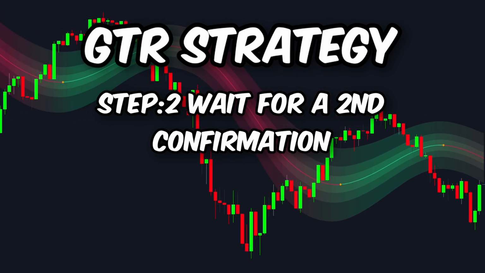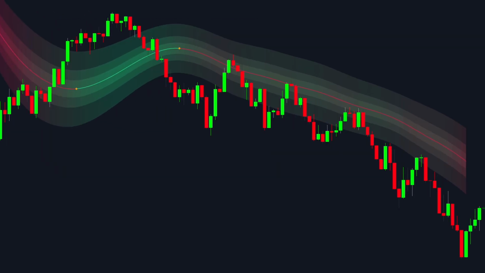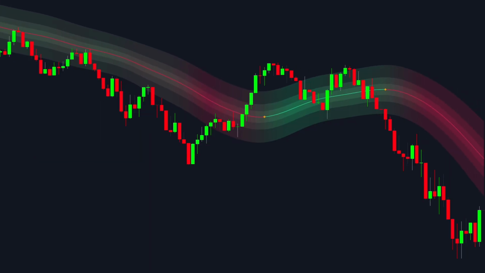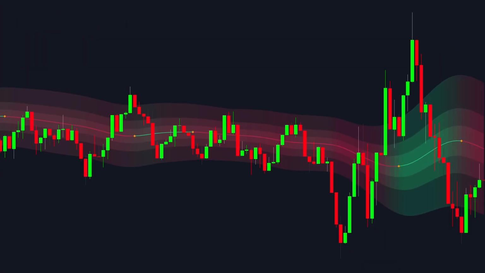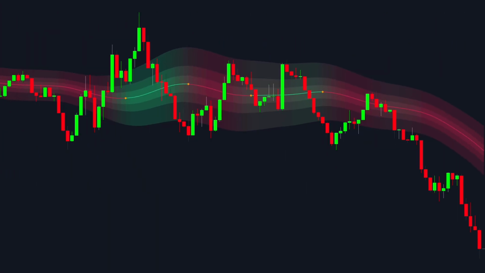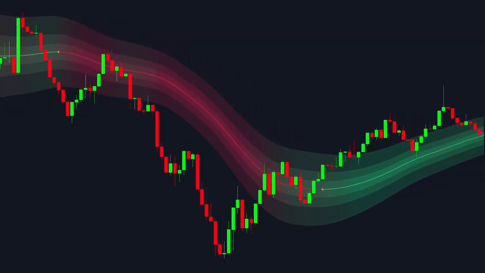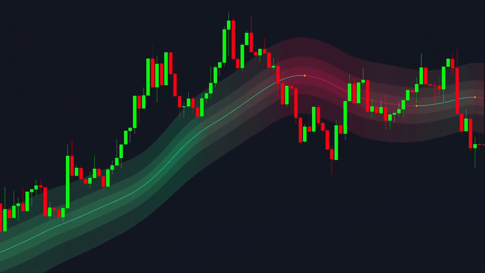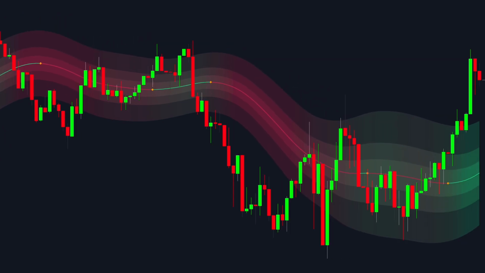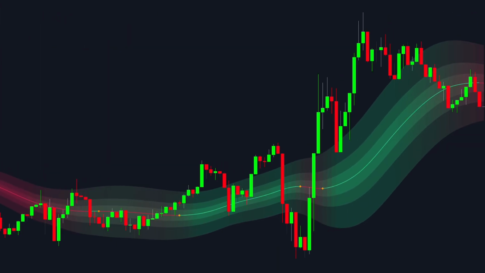Next, I wait for 2 confirmations. First, I want to see the trend line flip colors. If it turns red after the cloud has already shifted, that's a major signal. Then if I see the orange diamond appear, I know the market is fully committed to the reversal. The mistake most traders make is jumping in too early, but the key is waiting for all 3 confirmations. If they align, we have a high probability trade.